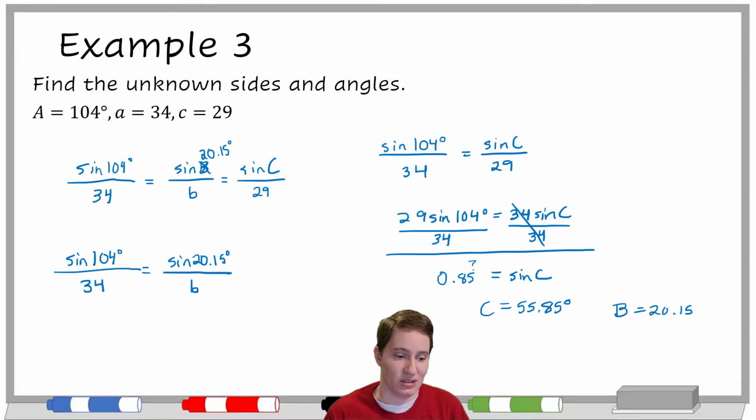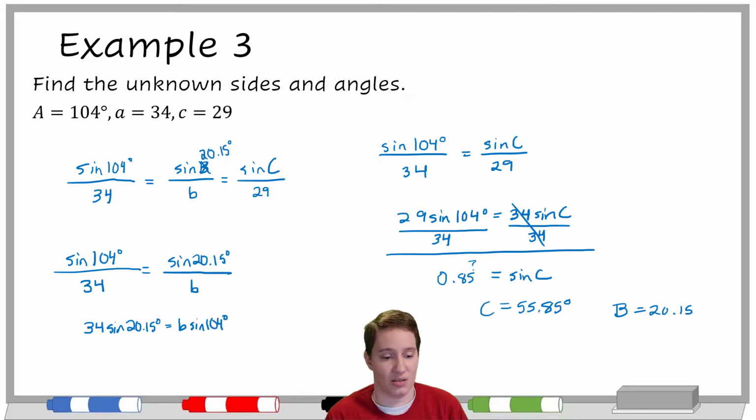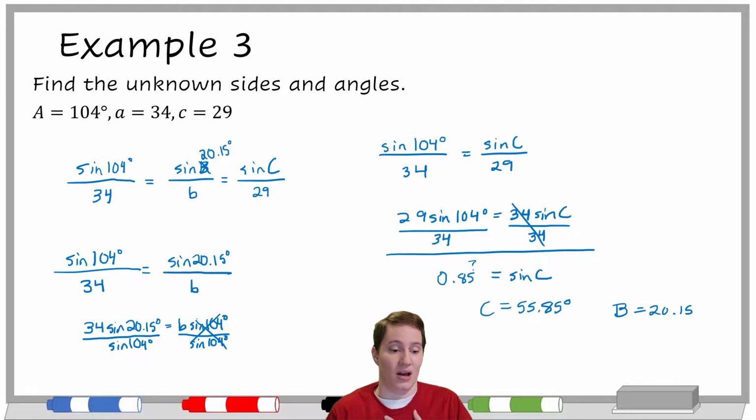This is going to feel like what we did in example 1 and example 2. So 34 sine 20.15 equals B sine 104. On the subject of rounding errors, if you are rounding differently, like writing down a number to 2 decimal places and then using that in the calculator, as long as your answer is within about 0.5 of the answer in the solutions, or the answer I got, then that's probably just a rounding error.